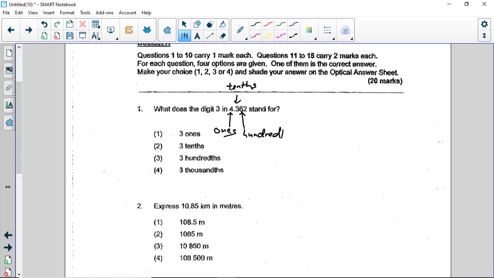Hundredths, with a TH, right. And then the digit 2, that is the furthest away from the decimal point, will be your thousandths. So you must remember your place value. What does the digit 3 stand for? It stands for 3/10, which is answer number 2. Okay, let's go to question number 2.